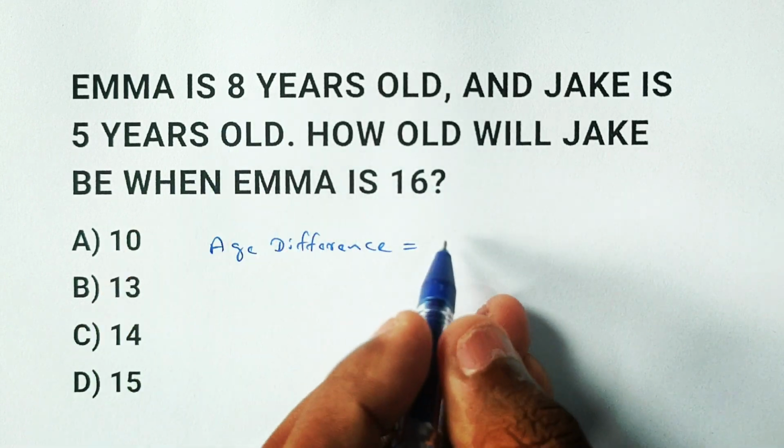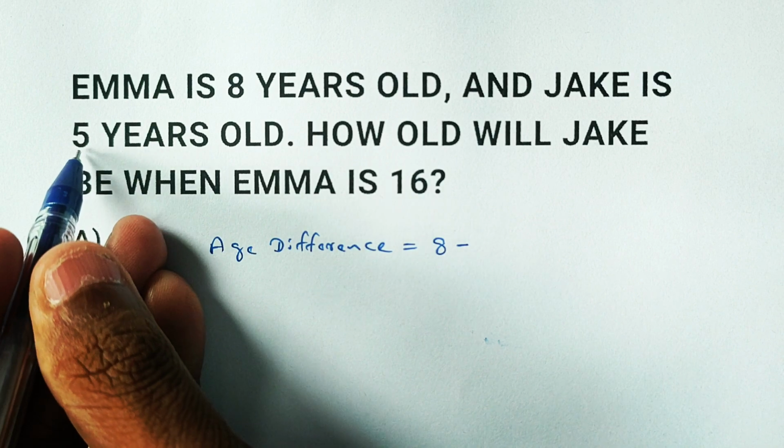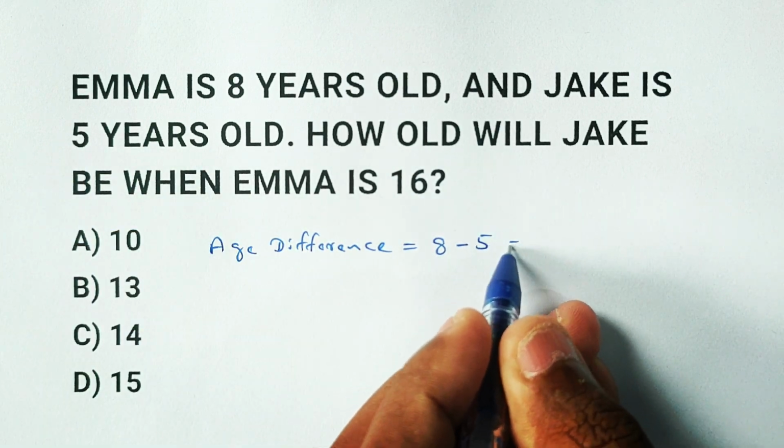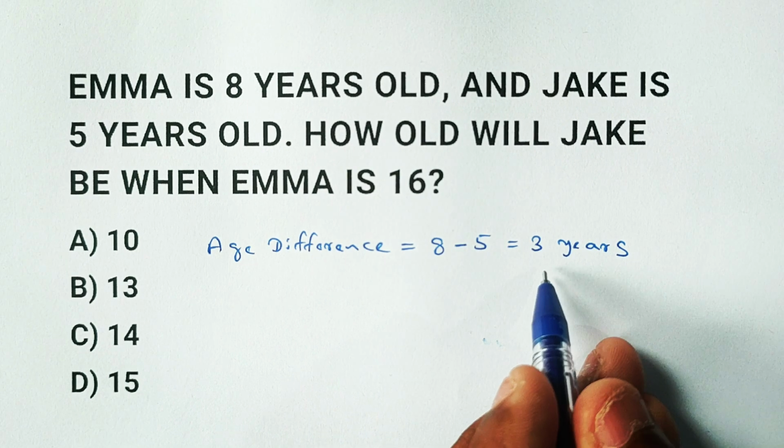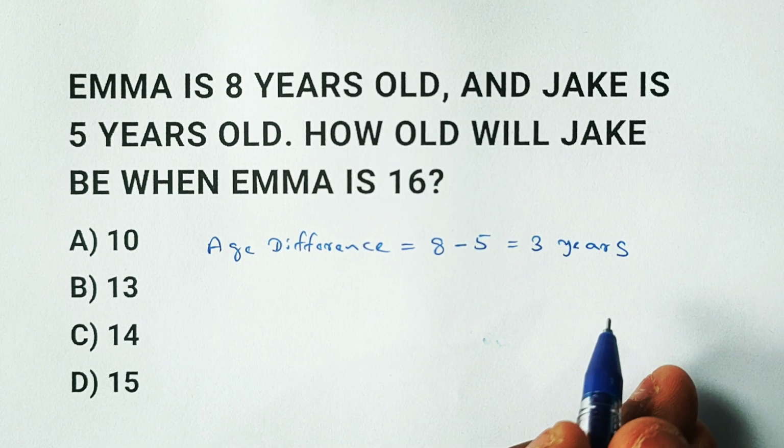Since 8 minus 5 equals 3, we know that Jake is 3 years younger than Emma. And this age difference will always stay the same.